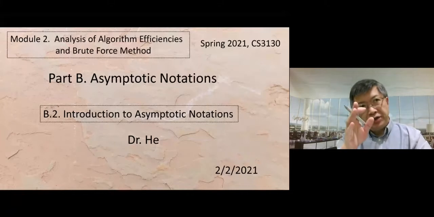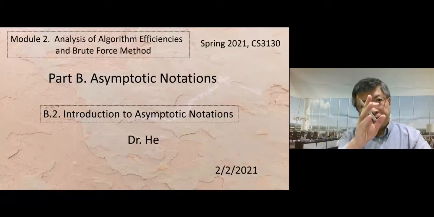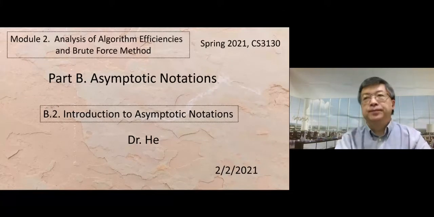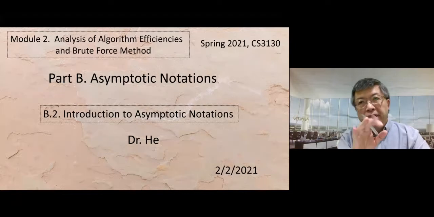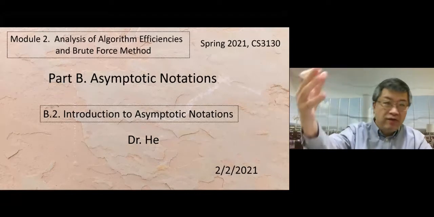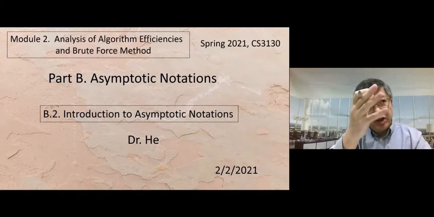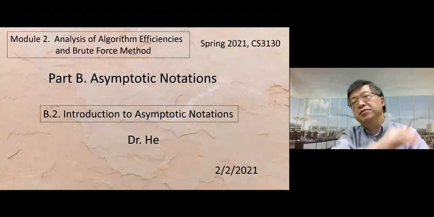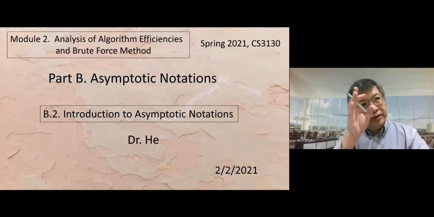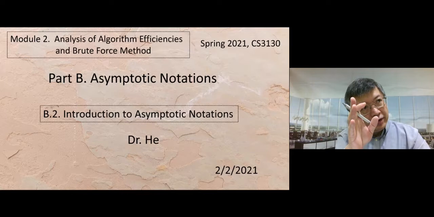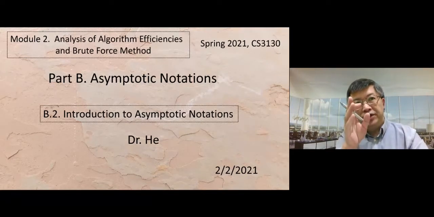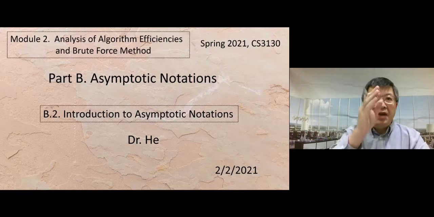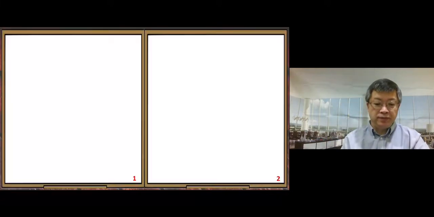We learned the growth functions in part A. After that, in order to characterize growth functions, we want to have some concise notations. So starting from this video, we will learn this new concept, asymptotic notations.